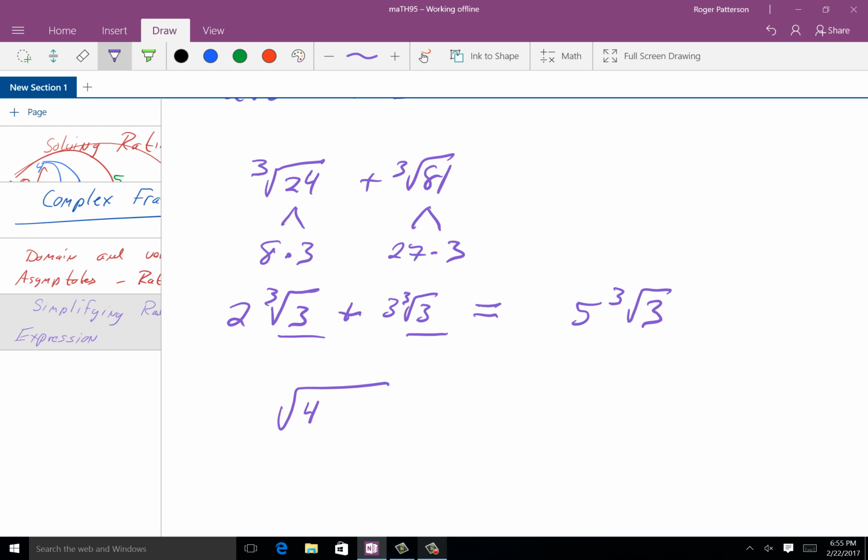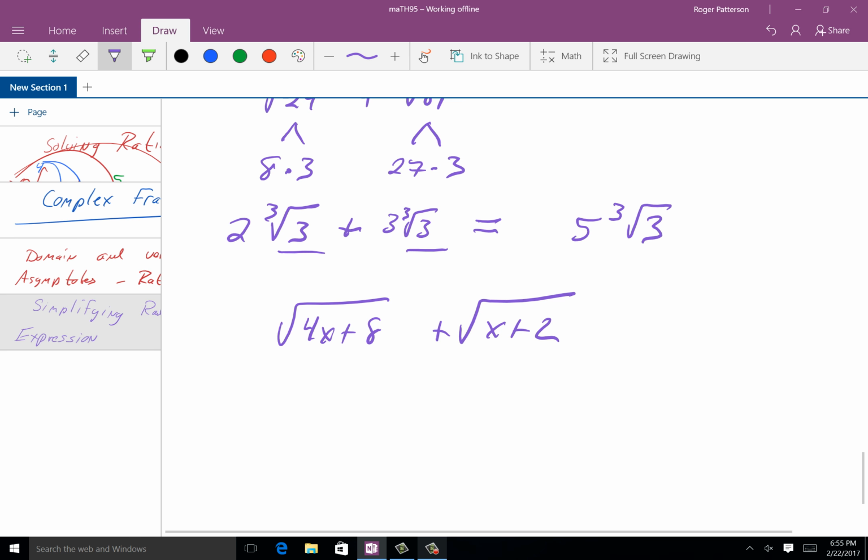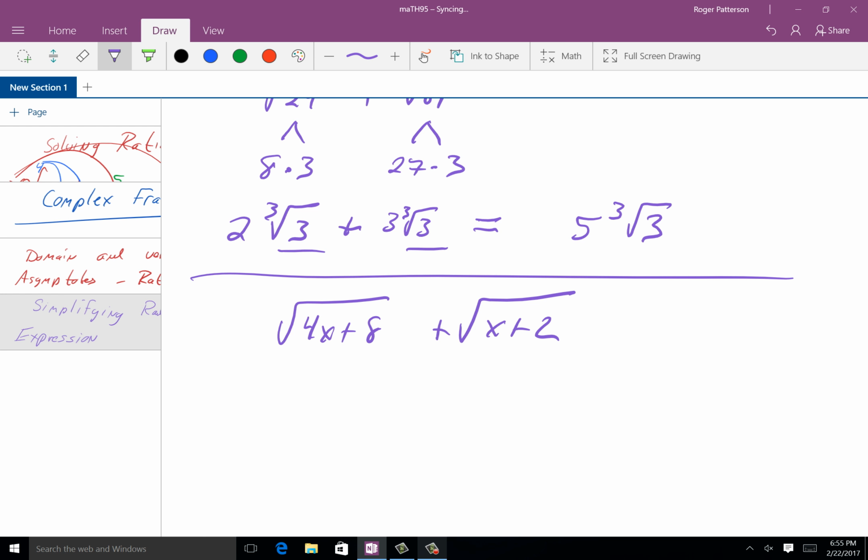So let's see, we have one like this: square root of 4x plus 8 plus square root of x plus 2. Same thing. This doesn't look like anything we can add. There's no way we can add these. But watch what happens here. We can take this and rewrite it so it's 4 times. If we took a 4 out, what do we get? X plus 2.